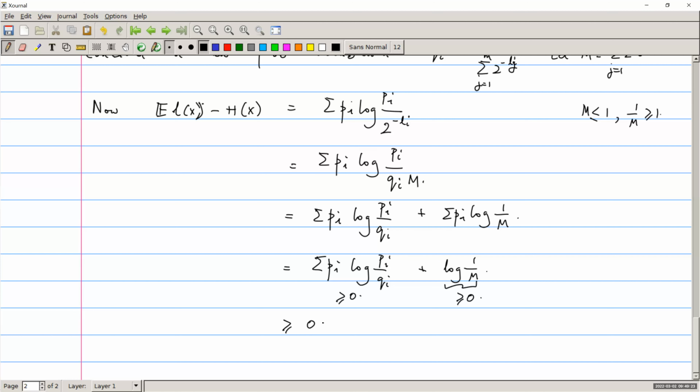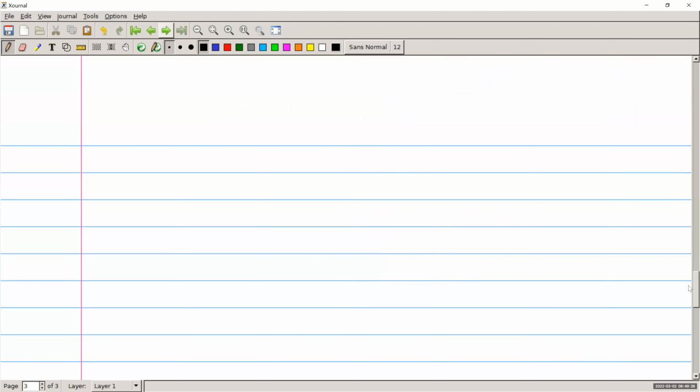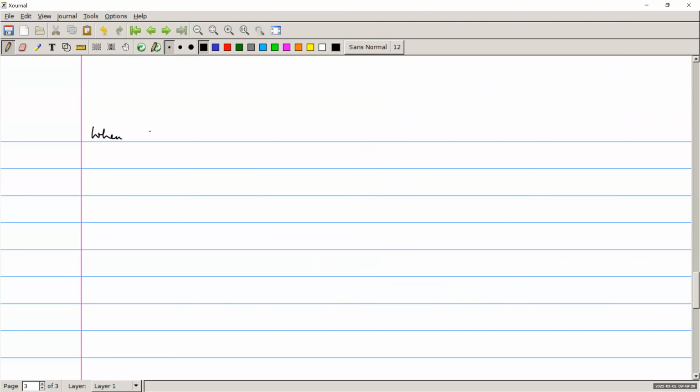So let's look at what happens when you don't have redundancy. When is summation 2 to the minus lj equal to 1? Everyone knows what a full binary tree is. A binary tree is one where every node has at most 2 children. A full binary tree is a case where every node has exactly 2 children or 0 children. So nothing has one child.